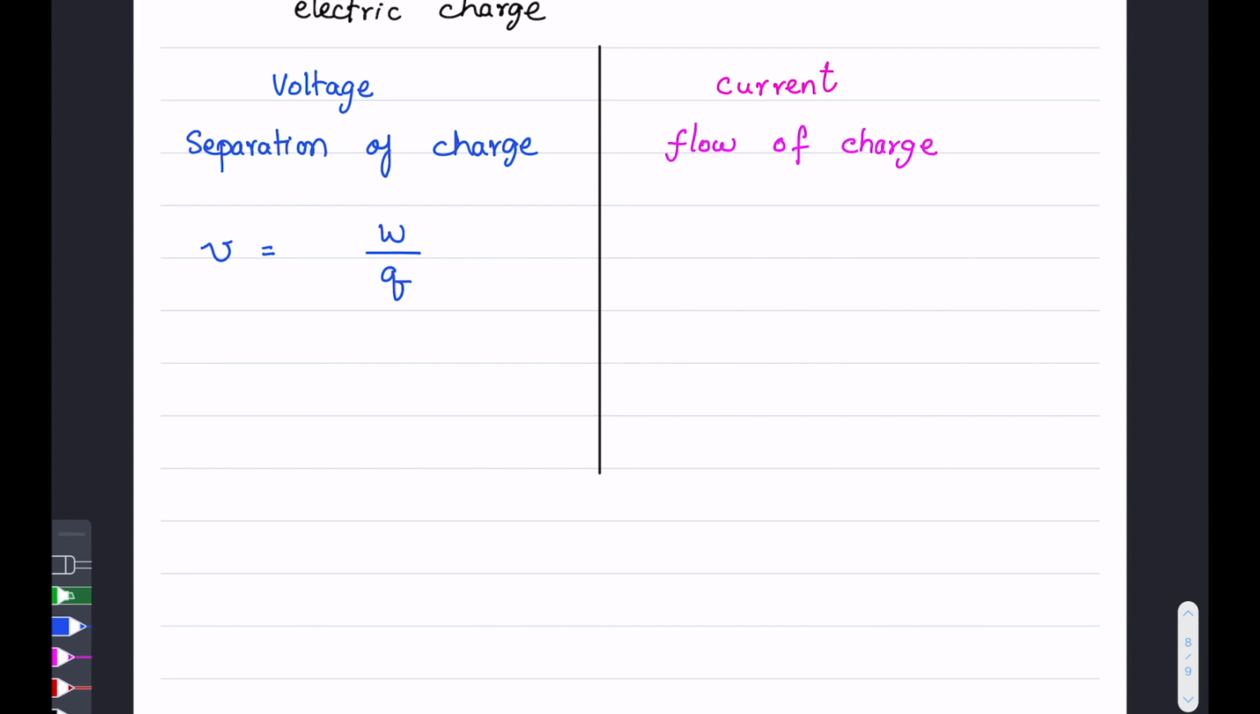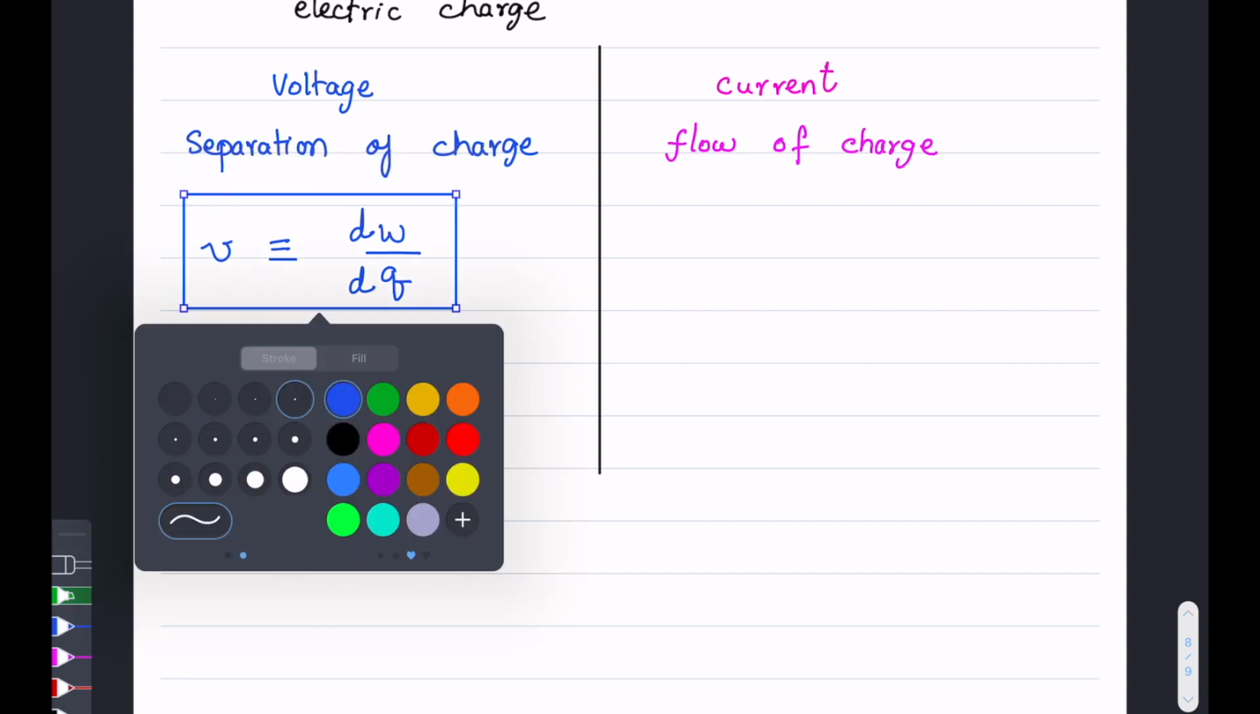Voltage, therefore, is defined as the amount of work we do in separating charges. W is the work and Q is the charge. If you express it in the differential form, dW over dQ is defined as voltage. And you'll see me using these three lines to represent a definition. This means a definition.